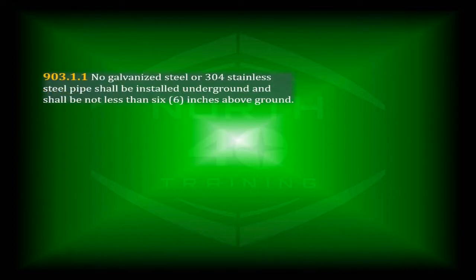(90311) No galvanized steel or 304 stainless steel pipe should be installed underground and shall be not less than 6 inches above the ground. Remember, we're talking about vent pipe.